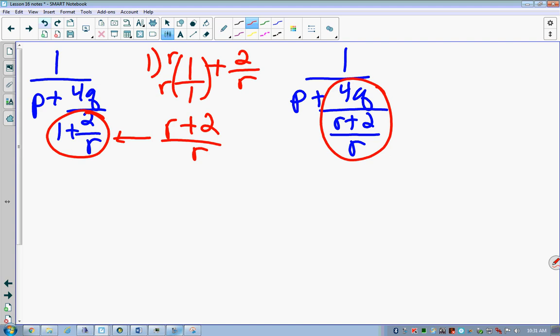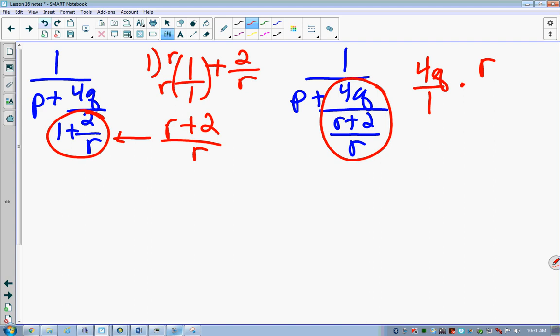Now, what I want you to understand about this is 4q divided by the fraction r plus 2 over r. But again, 4q is a fraction. It's a fraction over what? So I've got 4q over 1 divided by r plus 2 over r. Can I divide by that fraction now? What do I have to do?